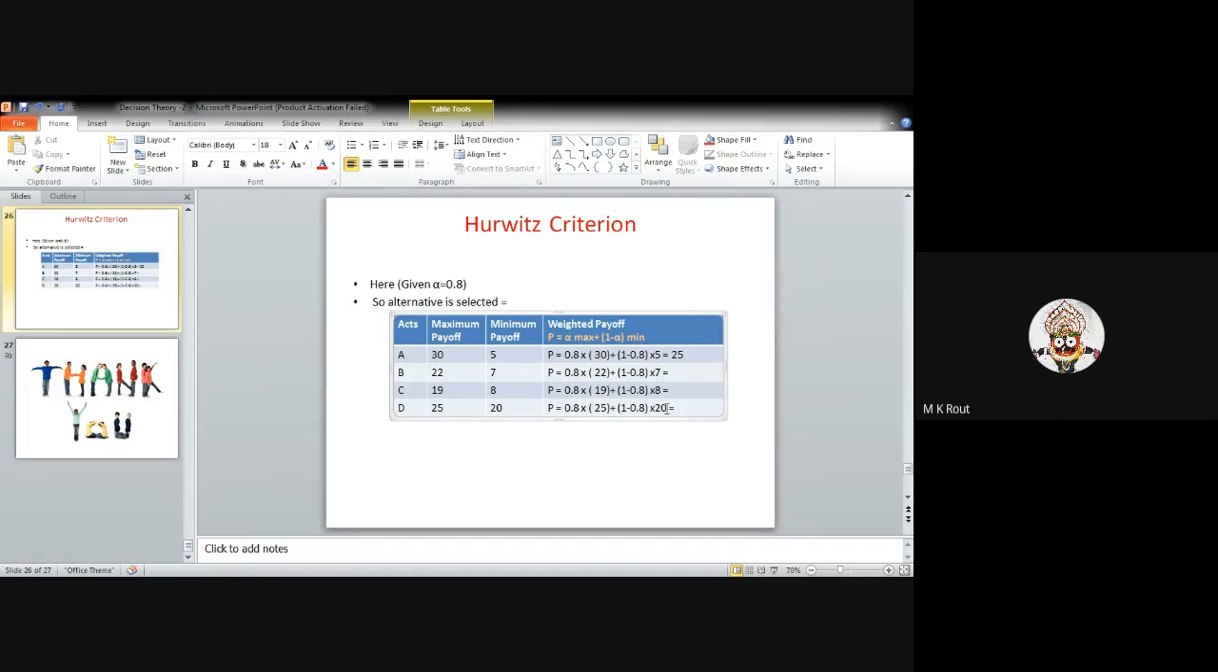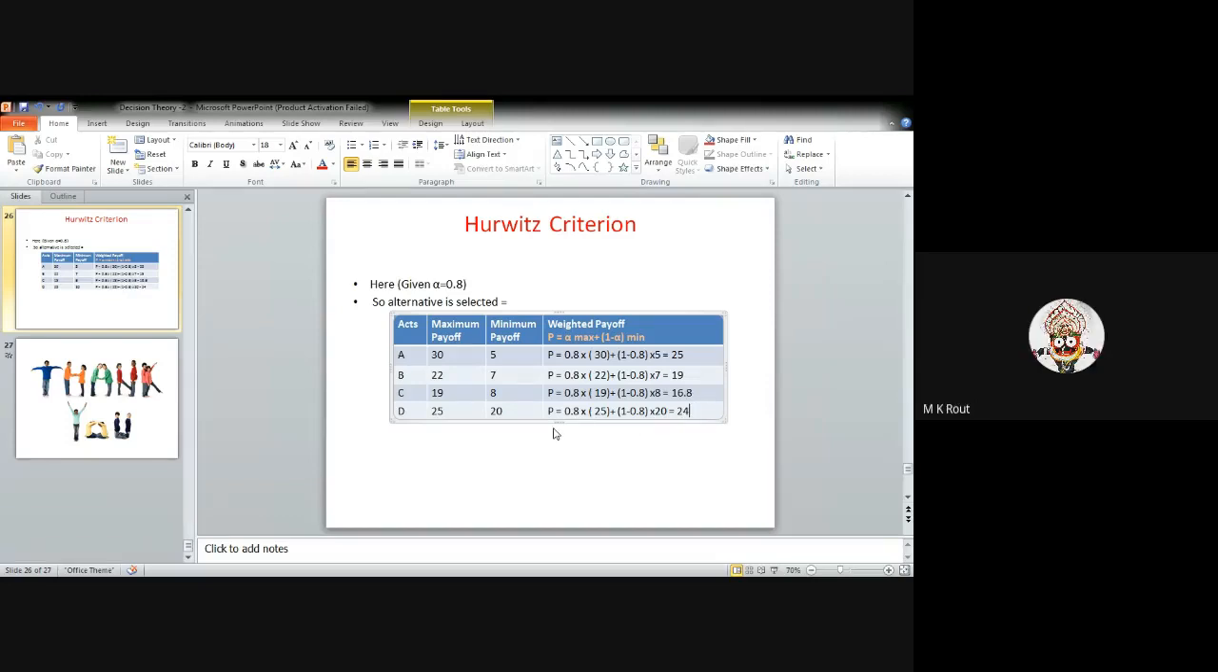What is the value of P in case of B act? 19 is the correct answer. Next one, 16.8. Last one is 24.